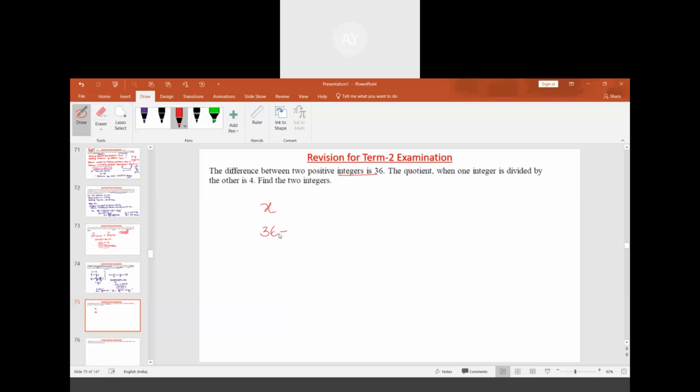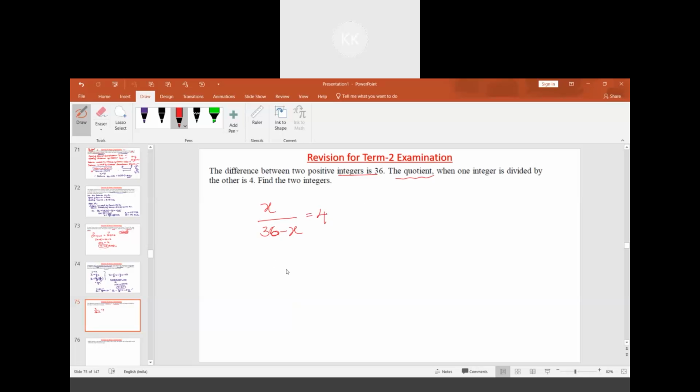Why not the other way? Because, sir, the sum is 36, and the sum is greater than this number, because it is the sum of these two integers. Then what is a quotient? Quotient means we have to divide, isn't it? We have to divide, sir. We get 4.